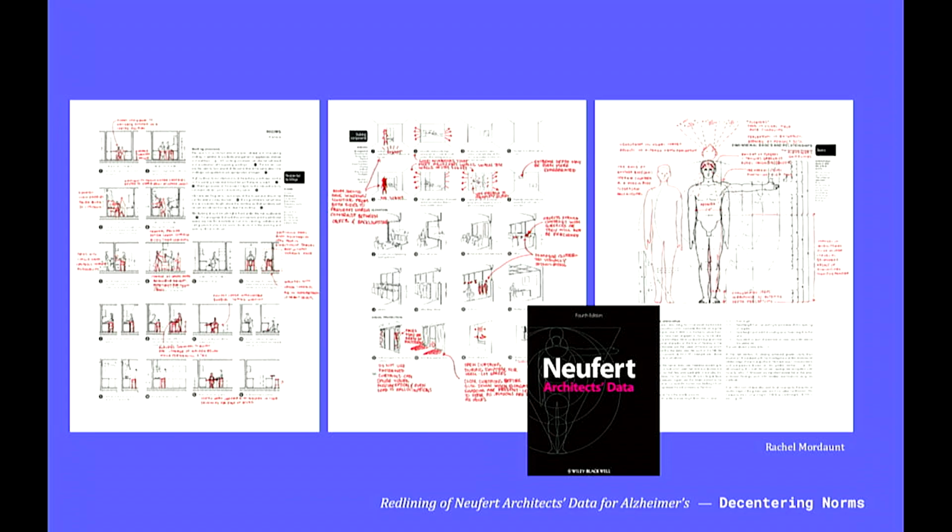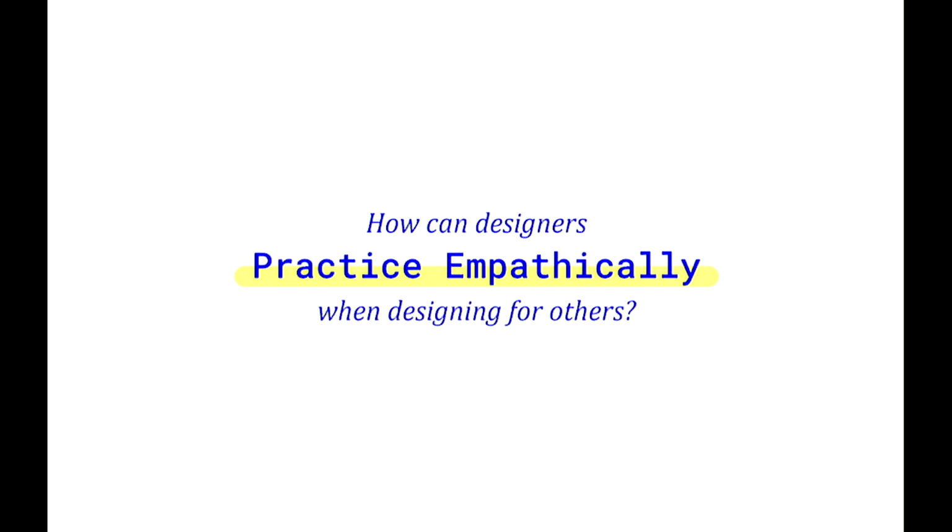And then as a class at Buffalo, students who were doing this research on aging conditions redlined Neufert's Architects' Data, which is similar to Architectural Graphic Standards, came up in Nazi-era Germany, and was an idea about standardizing architecture and space. So how do you take something that to this day is still repeated and used widely and say this is super problematic, and use the redlining tools that we use in the building of any project to do that? And then the third one is, how can designers practice empathically when designing for others?